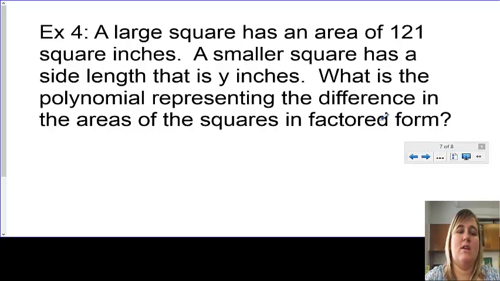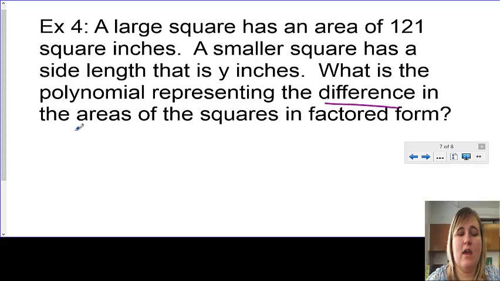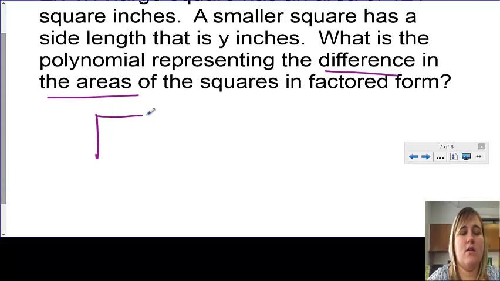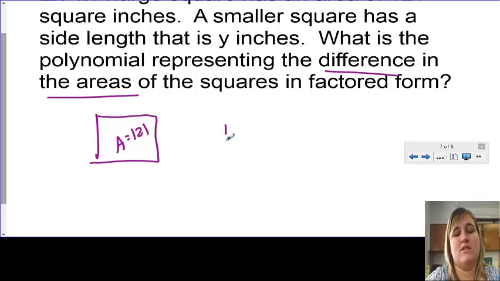Okay, so it says a large square has an area of 121 square inches. A small square has a side length of y inches. What is the polynomial representing the difference in the areas of the squares in factored form? So I have a large square that I know has an area of 121. I have a small square that has a side length of y. The difference in the areas.